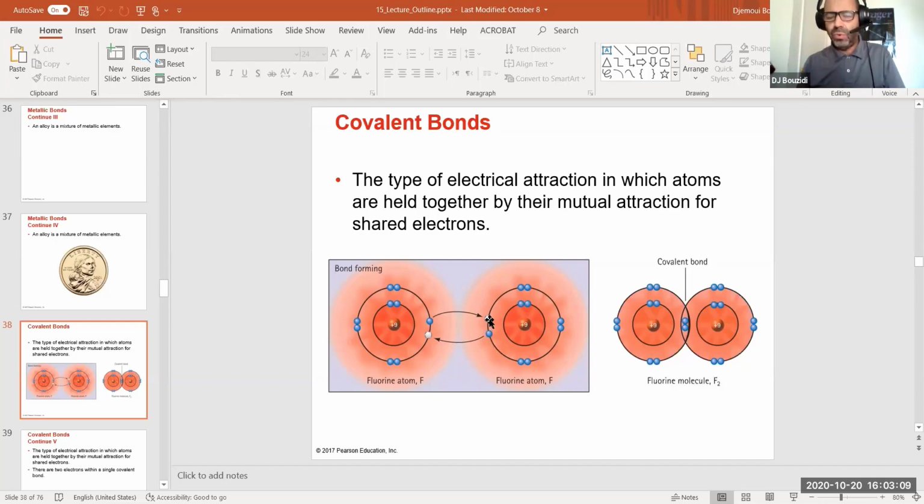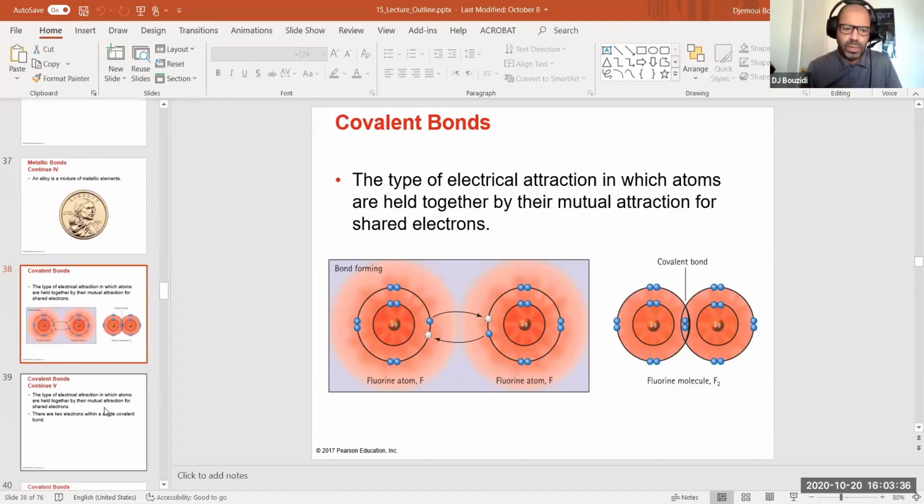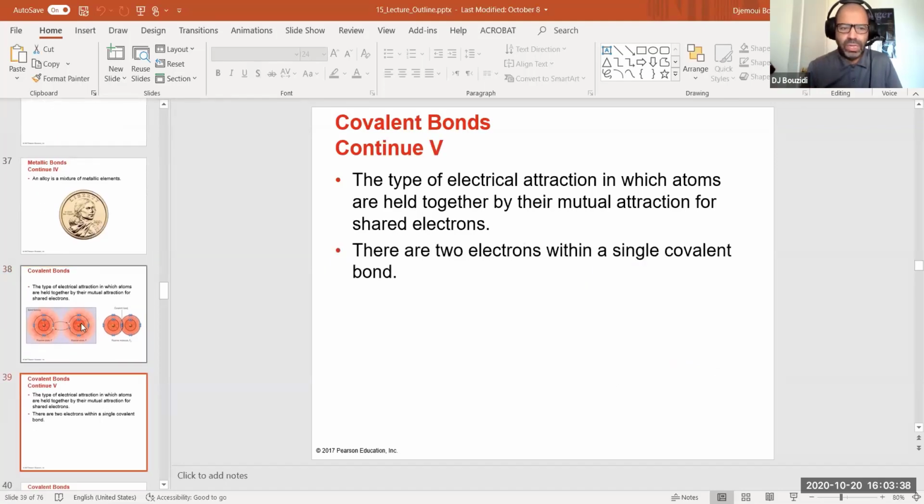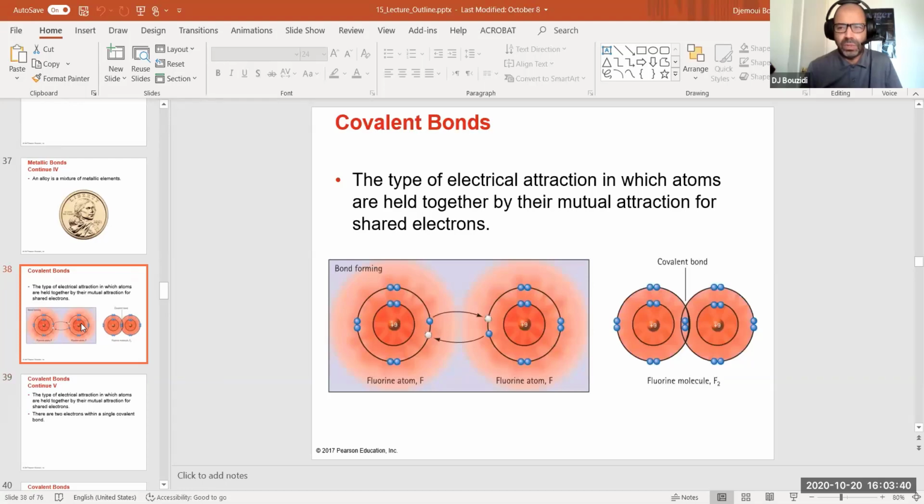So remember, we have room for one more electron in each. This one gives one of its, the other one gives one of its, and they hold on together to it. So nobody takes anything from the other. Now in this case, I have F2, which is the fluorine molecule. This is true also for the oxygen bonding, and so on and so forth. Usually it's the same type of molecules that form this kind of bonding.